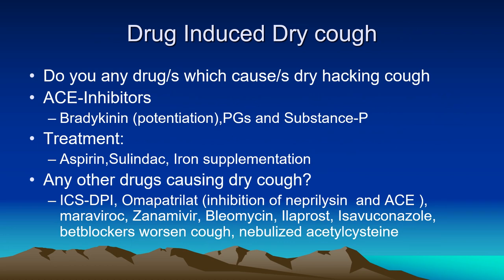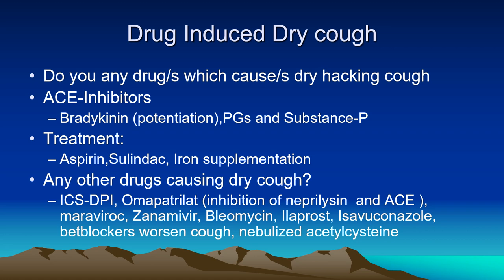Now, drug-induced cough is an important treatable cause of cough, and perhaps the most important cause is dry hacking cough due to ACE inhibitors: captopril, enalapril, lisinopril, perindopril, quinapril, zofenopril, and many other prils. The most important thing is that this is because of bradykinin potentiation. That is, bradykinin is not degraded, and that causes stimulation of the receptors which I have talked about. Second, it also releases prostaglandins, which irritate, and substance P, which also causes the feeling of cough and initiation of the cough reflex.